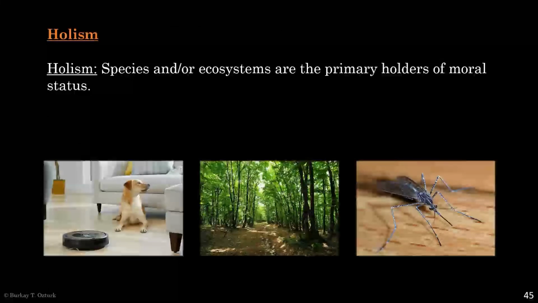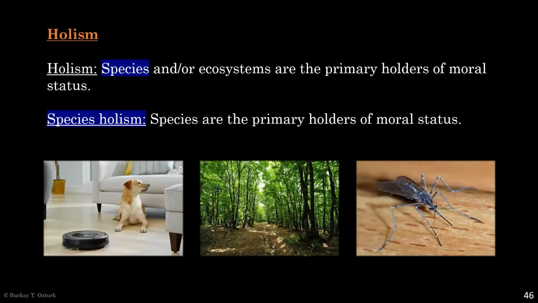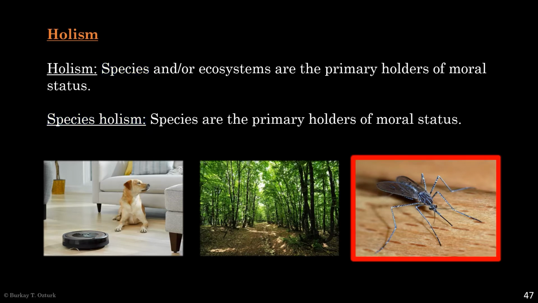There are two versions of holism. First, there is species holism, which claims that species are the primary holders of moral status. Here, it might be difficult to explain why the mosquito has any moral status whatsoever. Such species, you might think, cause nothing but misery and death unto others.